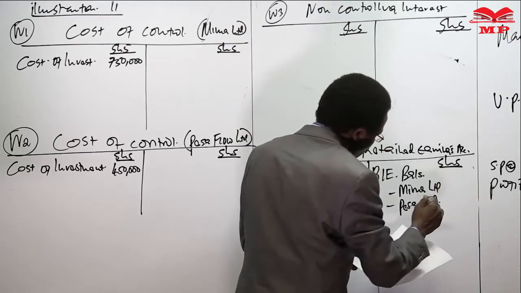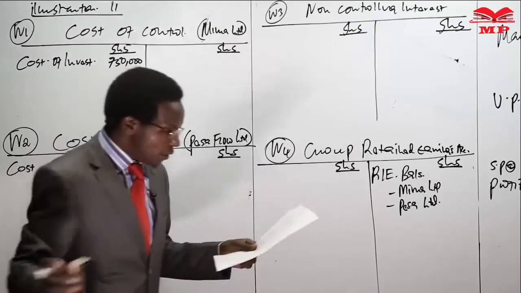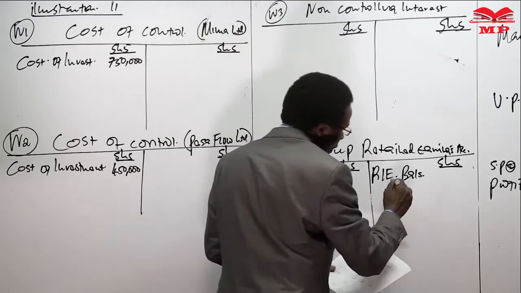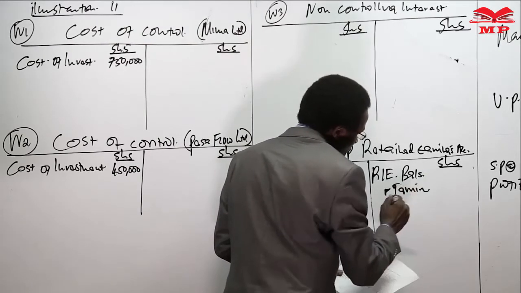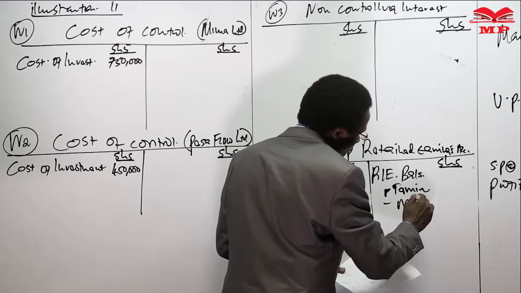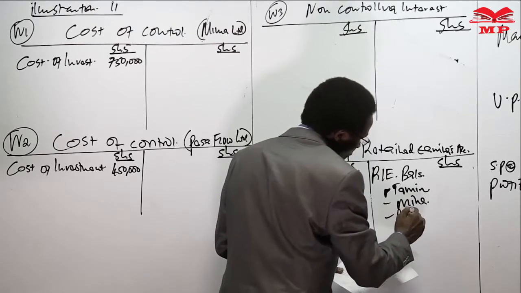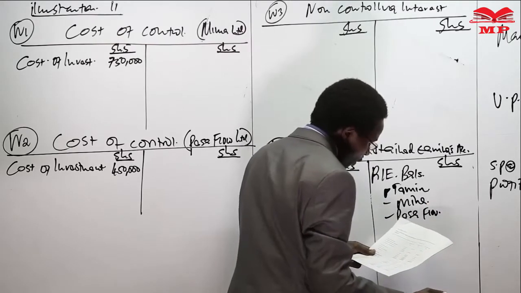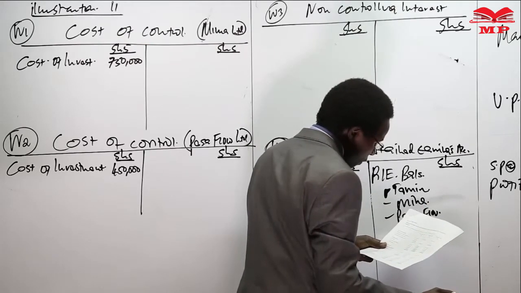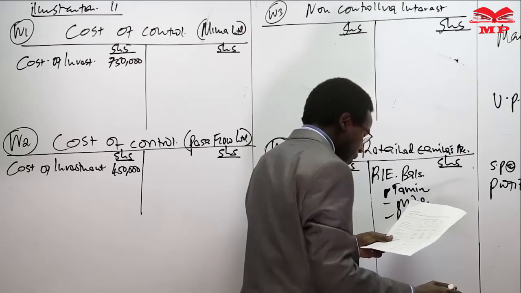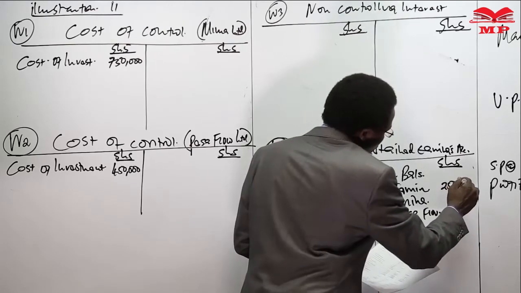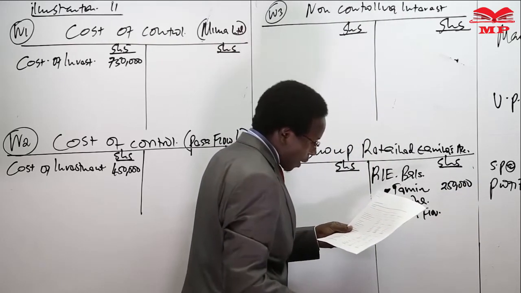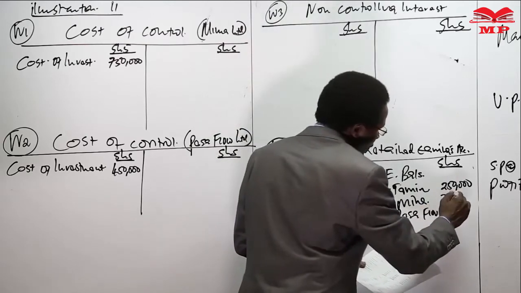There is 250. Oh, I've left out Tamim. It's important to start with that. So I'll say Tamim, then we have Mima, then we have Pesaflow Limited. For Tamim we have 250,000. Then we come to Mima, which is 230,000.